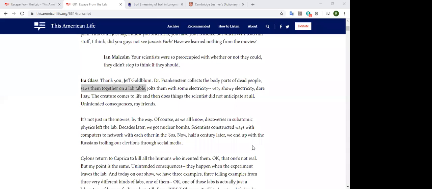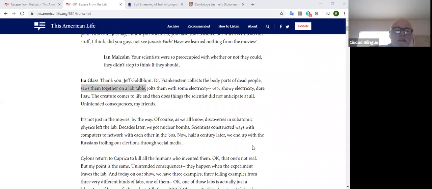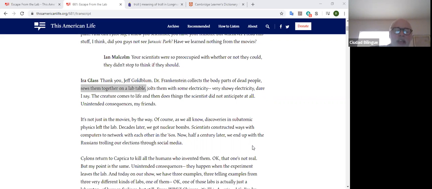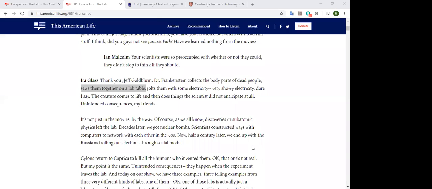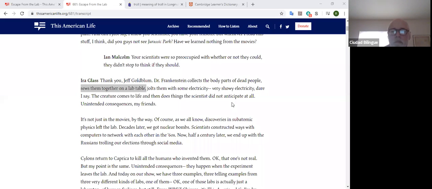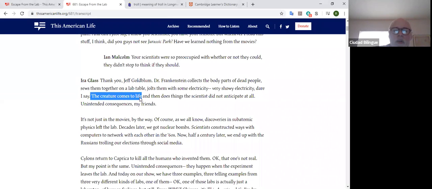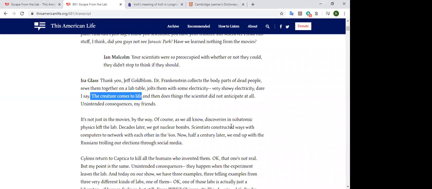Okay. Who sews them together on a lab table? Dr. Frankenstein does. Does Dr. Frankenstein sew them together on a lab table? Yes, he does. Does my mother sew them together on a lab table? No, she doesn't. So who sews them together on a lab table? Dr. Frankenstein sews them together on a lab table. Very good.